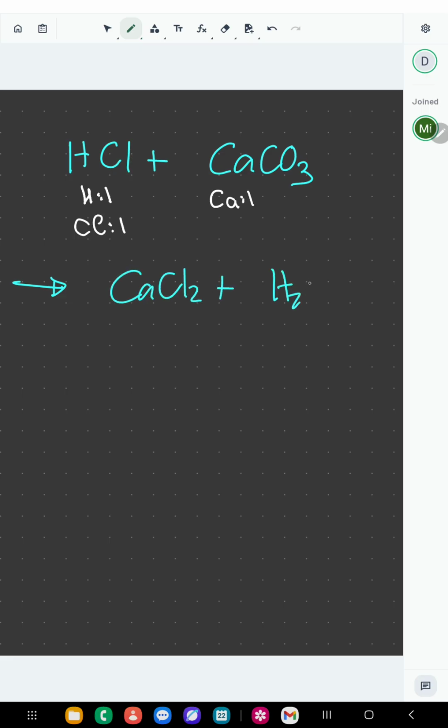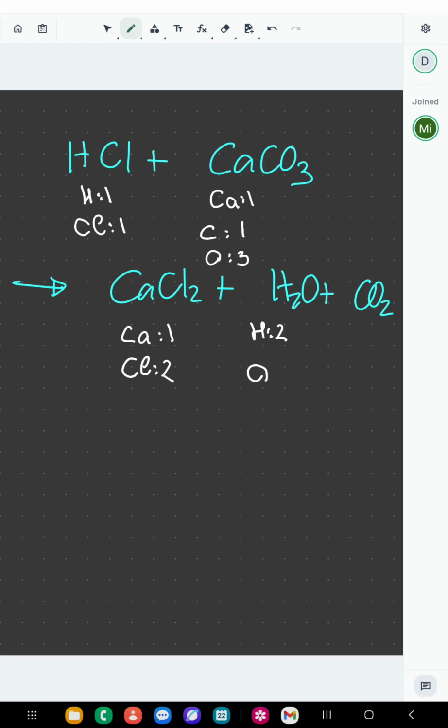Plus H2O plus CO2. Okay. Hydrochloric acid plus calcium carbonate yields calcium chloride plus water plus carbon dioxide. Make sure you know how to name the formulas. Alright? You should practice that too.